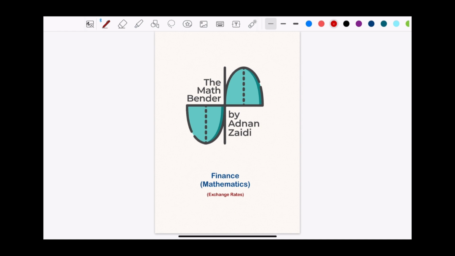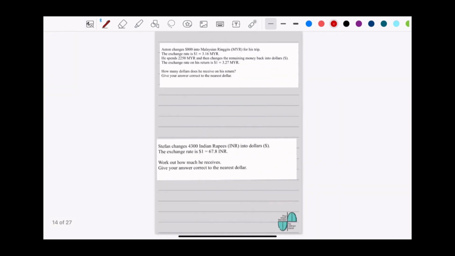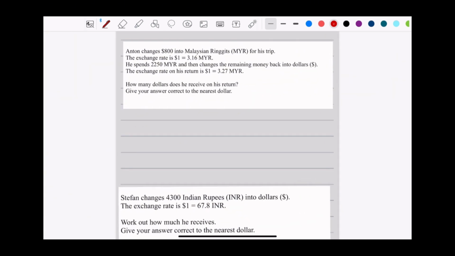So let's look at some of the questions here. It's a pretty straightforward topic though. Anton changes $800 into Malaysian ringgits for his trip. The exchange rate is $1. So how do we approach this question? We first write down the rate that he is changing. So dollar to MYR. $1 was 3.16 Malaysian ringgit.